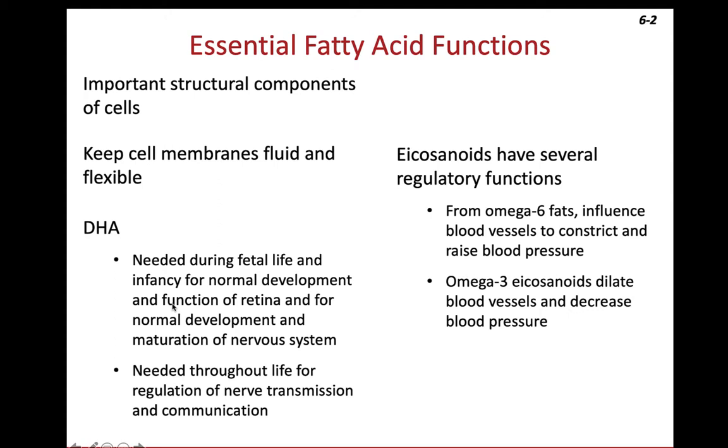The eicosanoids also have several regulatory functions. Omega-6 eicosanoids influence blood vessels to constrict and impact blood pressure. Omega-3 eicosanoids actually dilate blood vessels and decrease blood pressure. So once again, these essential fatty acids have different roles within our body.